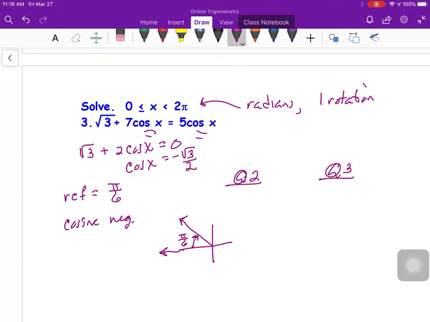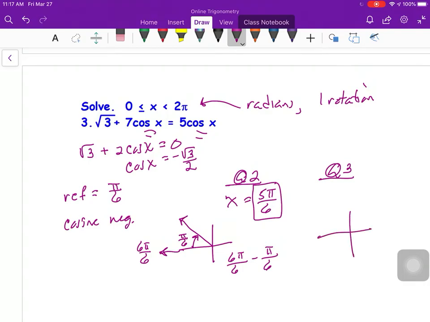Well, a full half rotation, I should say, would have been 6 pi over 6. So if I take 6 pi over 6 and I subtract 1 pi over 6, I get 5 pi over 6. 6 pi over 6 minus 1 pi over 6 is 5 pi over 6. Quadrant 3, I'm going to go down a pi over 6.